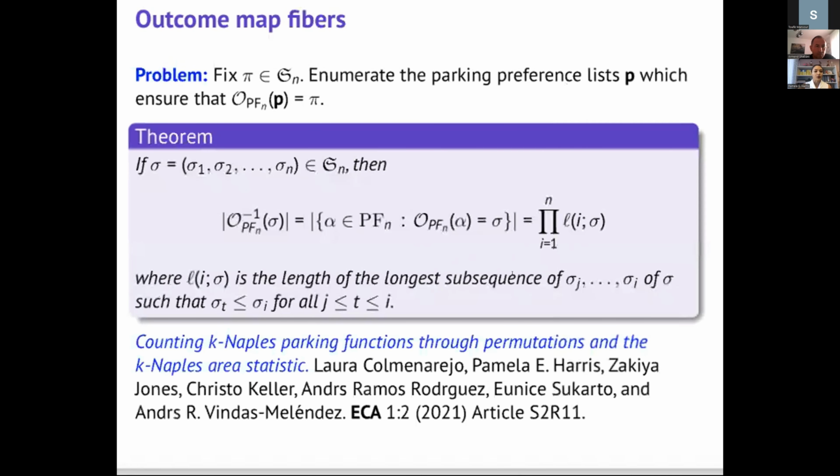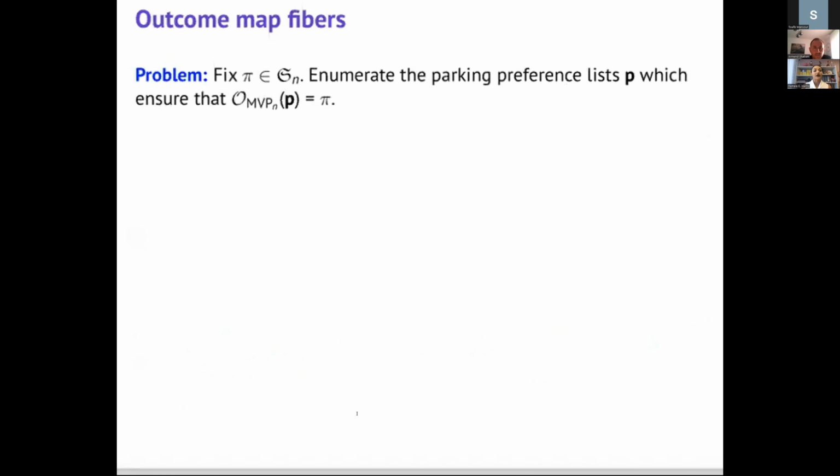And in fact, we generalized, and I wanted to point out that this set of results showed up in the Enumerative Combinatorics and Applications journal. And so we did this kind of result, but for the k-Naples version. And so having had that experience, we thought, well, what happens if we look at the MVP rule? Well, in this case, it got a little bit more challenging. So let me tell you this story. But our problem was the same.